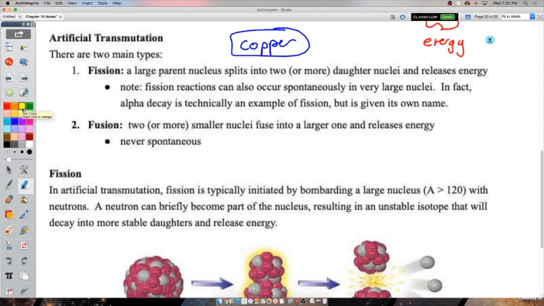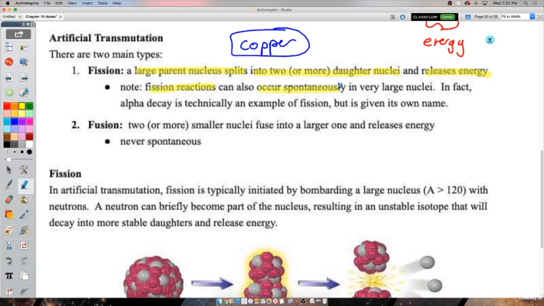All right, so there are two main types of artificial transmutation. The first that we're gonna look at is fission, okay? Fission literally means to break, to split up. So a large parent nucleus splits into two or more daughter nuclei and of course releases energy. All nuclear reactions release energy because they're exothermic. Just a note here, I know we said this is a type of artificial transmutation. It is, but fission reactions can also just occur spontaneously.